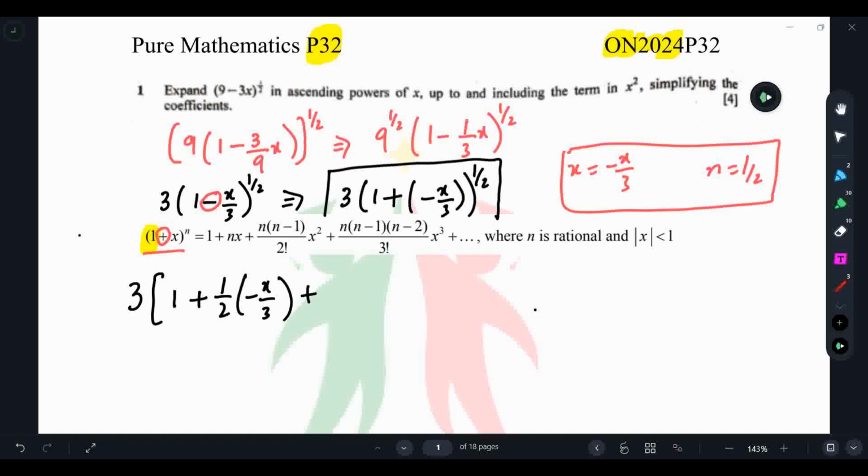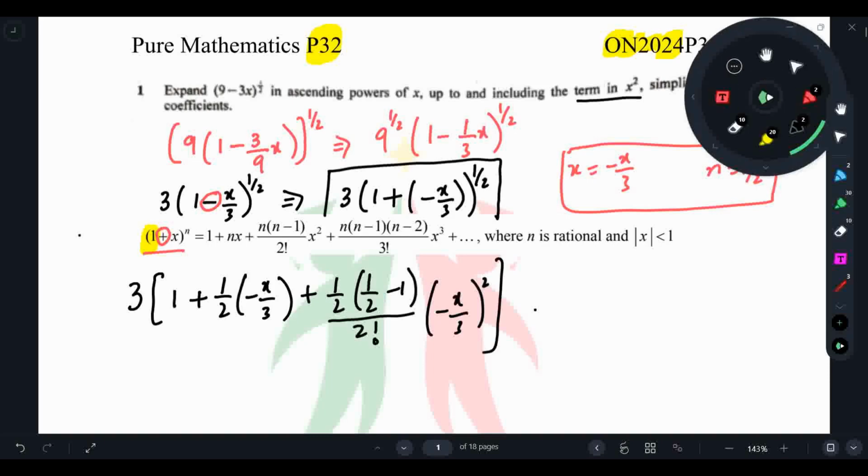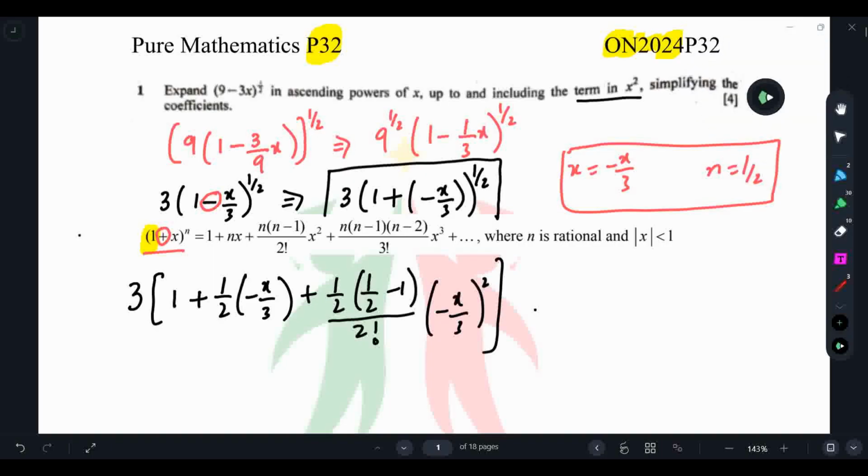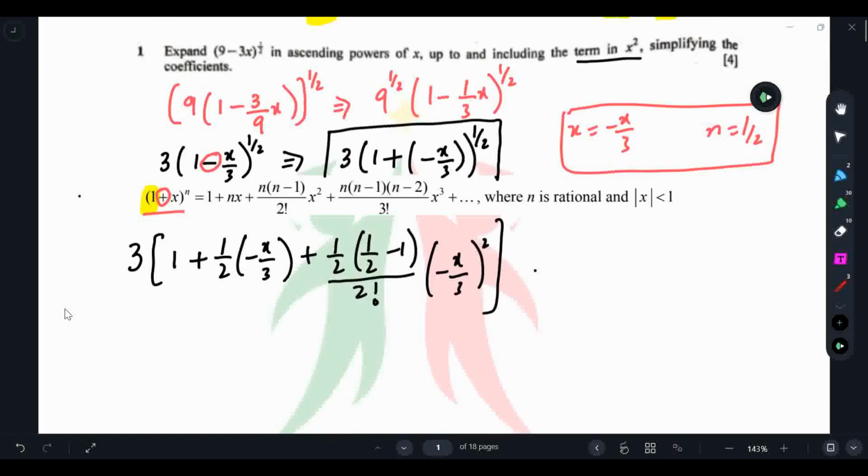Plus n, which is again 1 by 2, into 1 by 2 minus 1, divided by 2 factorial, into (minus x by 3) whole squared. We don't need to go further because they are saying up to and including the term x squared. So we can expand it up to x squared. So that is it. Now they are saying in its simplest form, meaning simplifying the coefficients. Okay, now we need to simplify it.